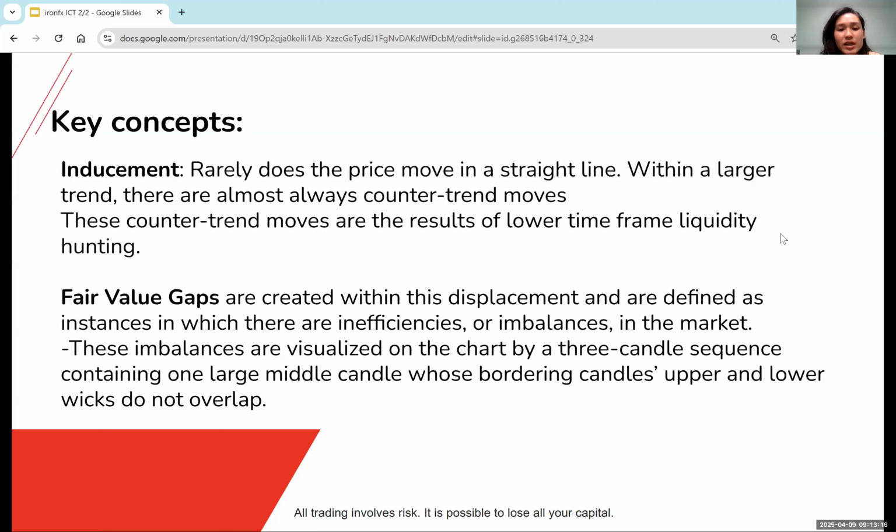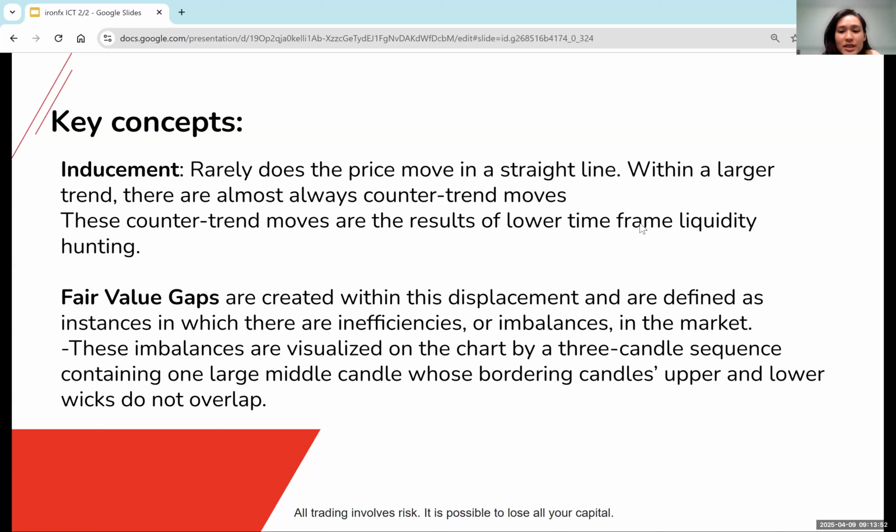So here you can see it says, really, does the price move in a straight line? Within a larger trend, there are almost always counter trend moves. These counter trend moves are the results of lower time frame liquidity hunting. So what we mean by this, to give you some examples, it can appear as retail traps where price moves in a way that tempts traders into premature entries.